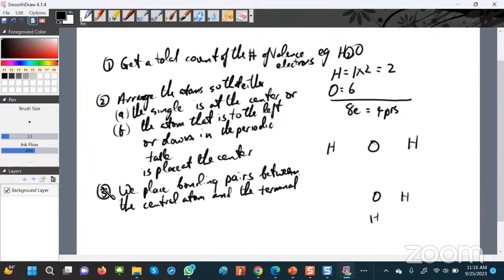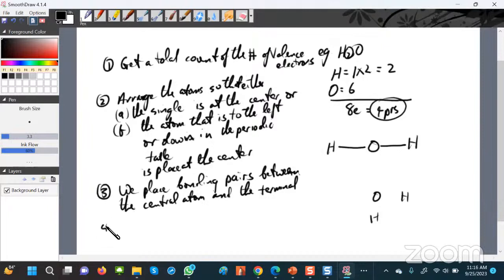So in the case of step number 3, remember now we have 4 pairs of electrons to work with, right? So therefore, one pair would go here. So that would be one bonding pair, one of the 4. And then the other pair would go here, right? So that's basically what we do in step number 3.